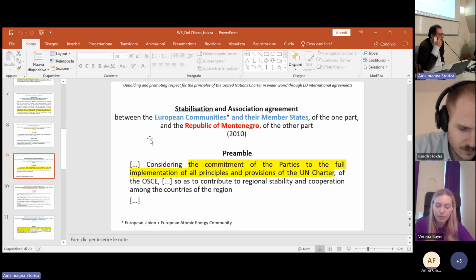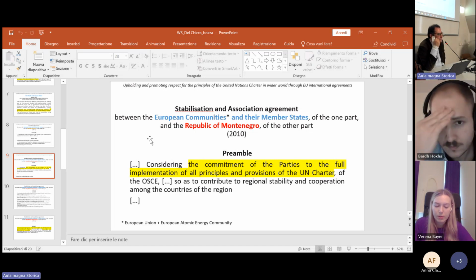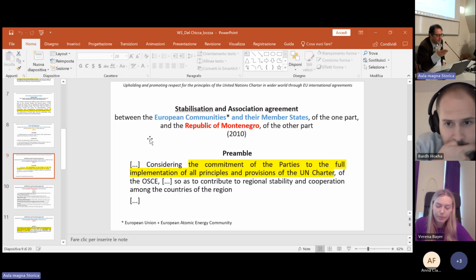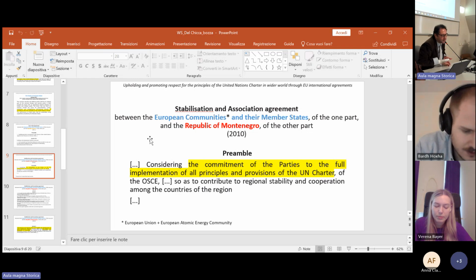Maybe the question could have the easiest answer. Why these states? The Republic of Montenegro is obviously a member state of the United Nations, the European Community, the European Union. The European Union is an observer of the United Nations, and all the member states of the European Union are also member states of the United Nations. But all these states are already state members of the United Nations.